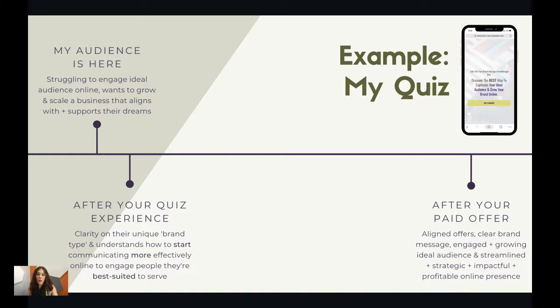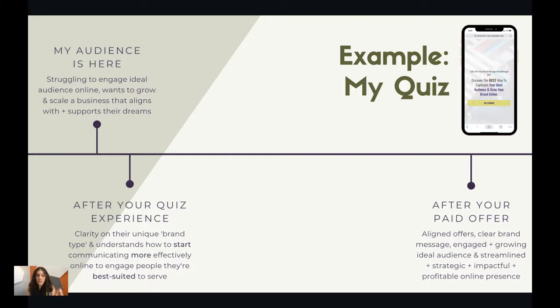So I know that my audience, before they ever engage with my brand, are coaches and consultants and experts who are wanting to grow and scale their brand online. They maybe want to evolve a little bit, incorporate more of who they are into their business, and what they're experiencing right now before they ever get introduced to me is that they're struggling to engage their ideal audience online, and they also want to grow and scale a business that aligns with and supports their dreams.